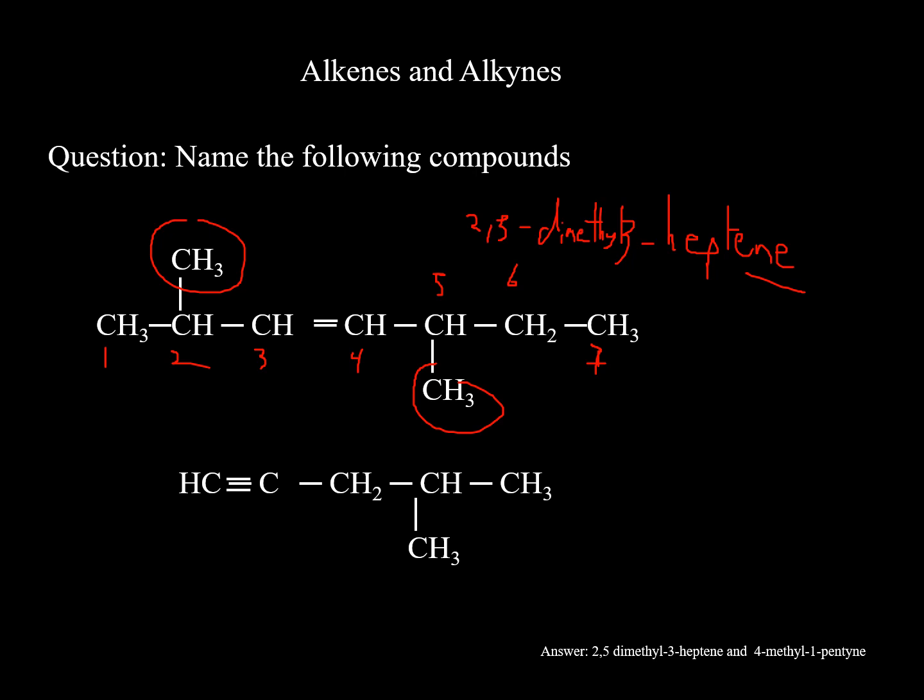The next one, there's 1 carbon, 2, 3, 4, 5. So we will write pentyne. And where does the triple bond live? It lives on carbon 1. So 1-pentyne, and then there's a branch here on number 4. So we would say 4-methyl-1-pentyne.